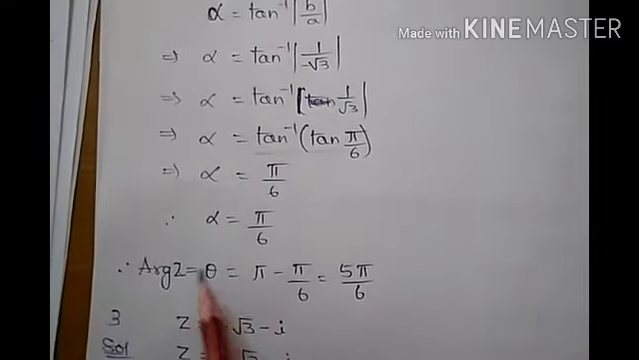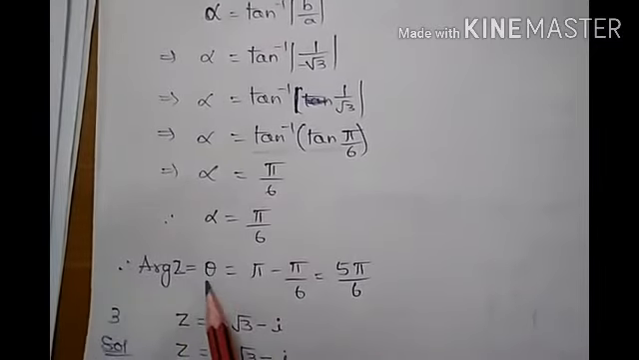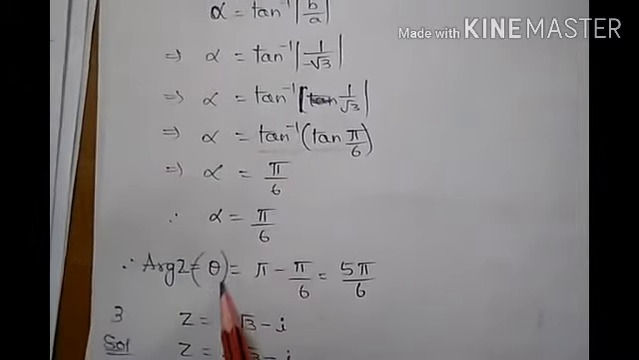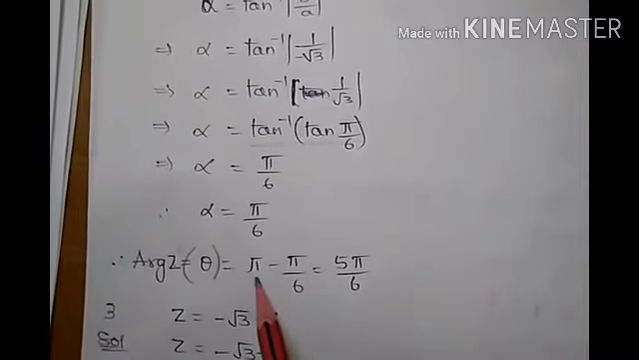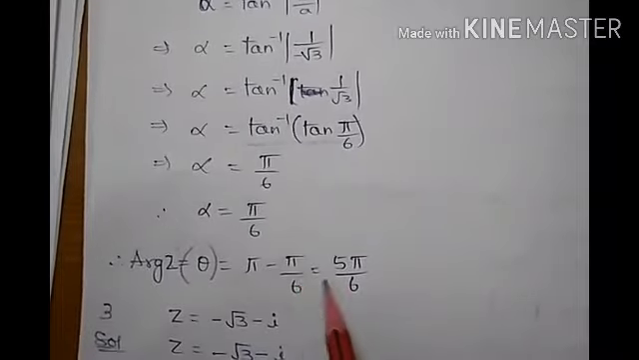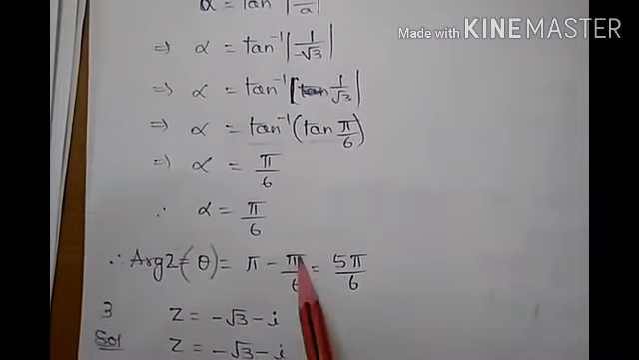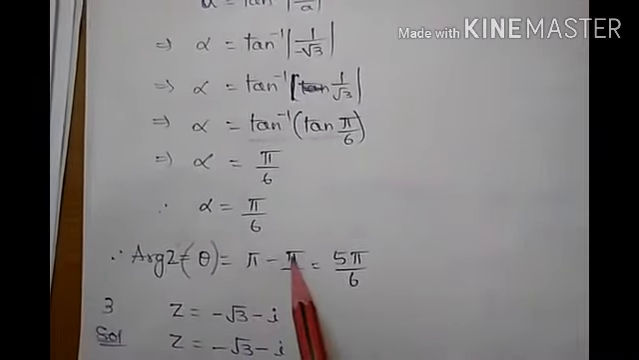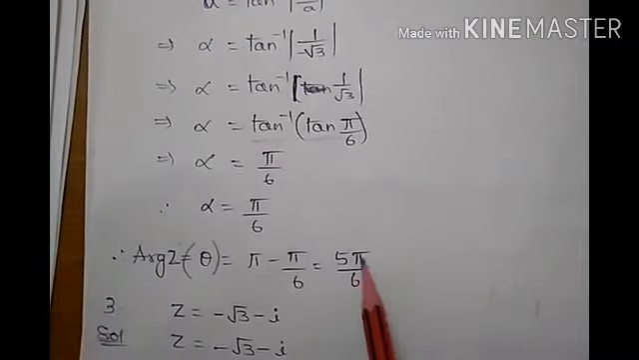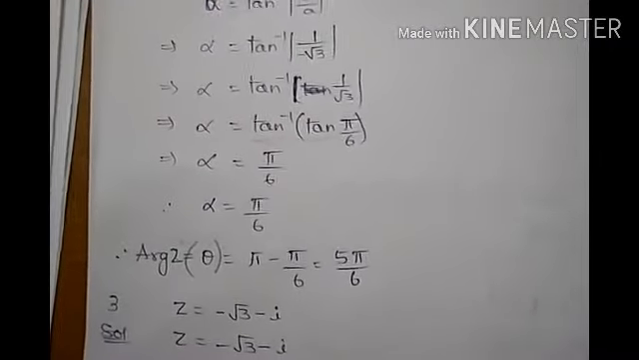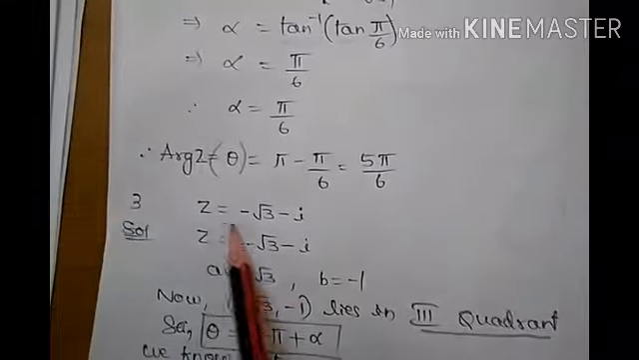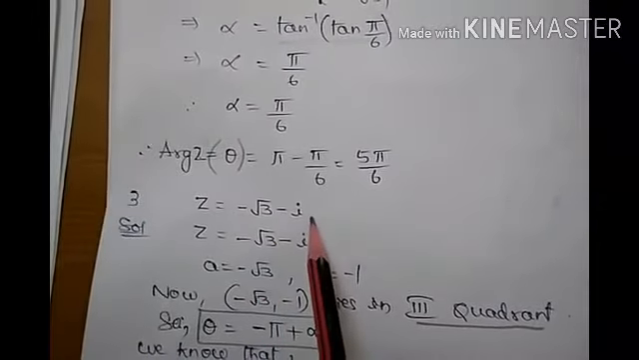In the second quadrant, we know that argument of z, theta, is equal to pi minus alpha. So pi minus pi by 6 gives 5 pi by 6.